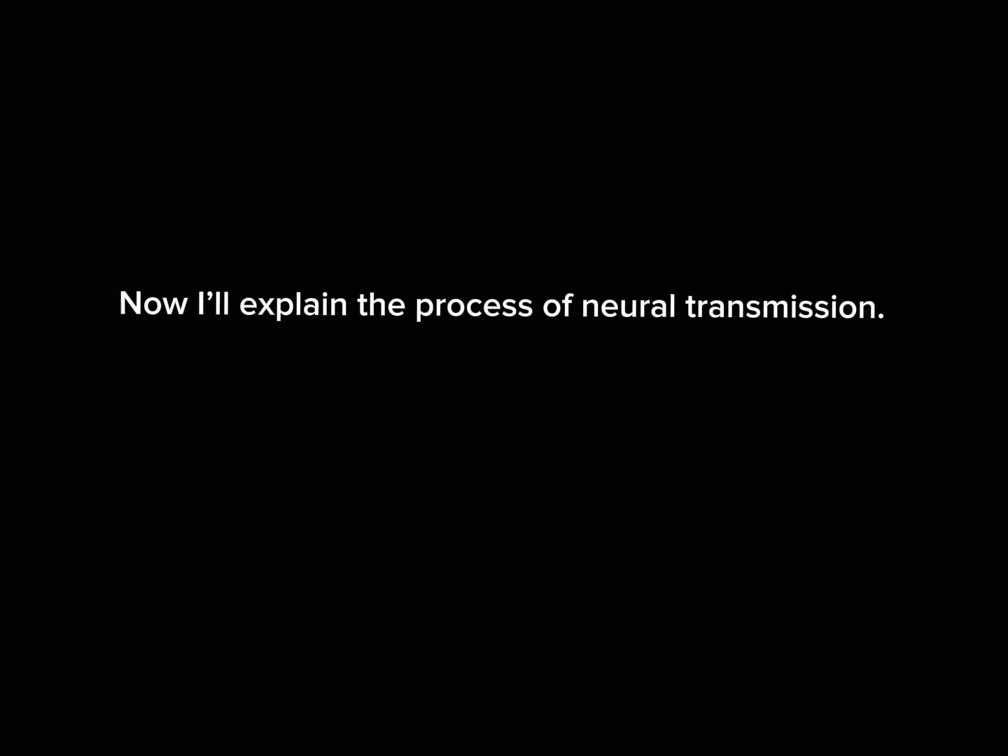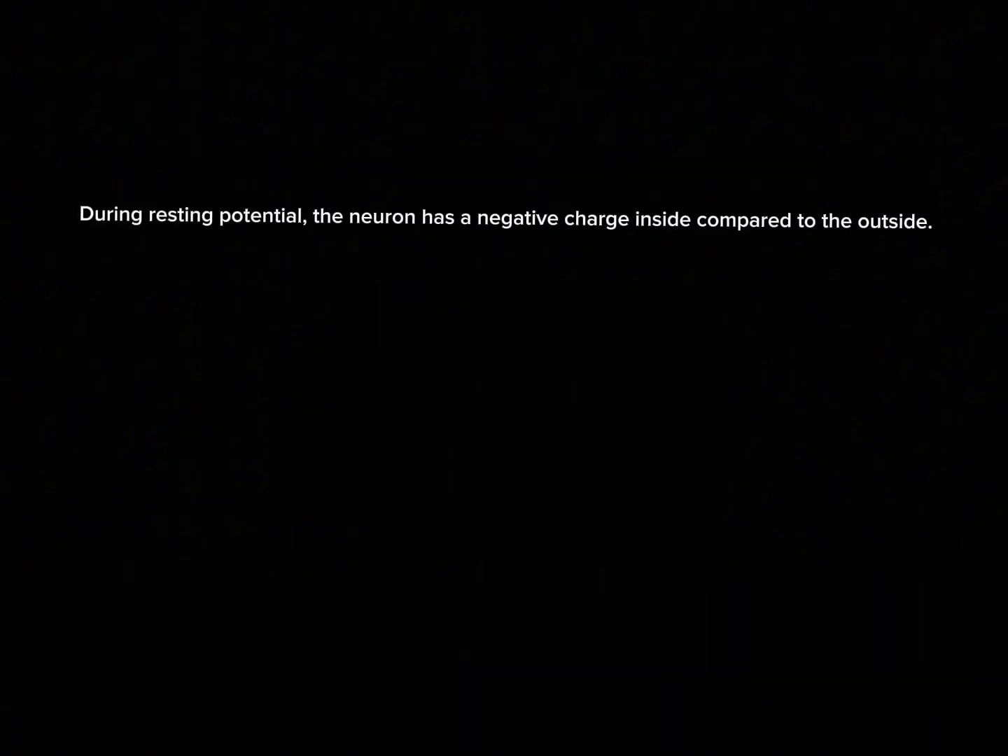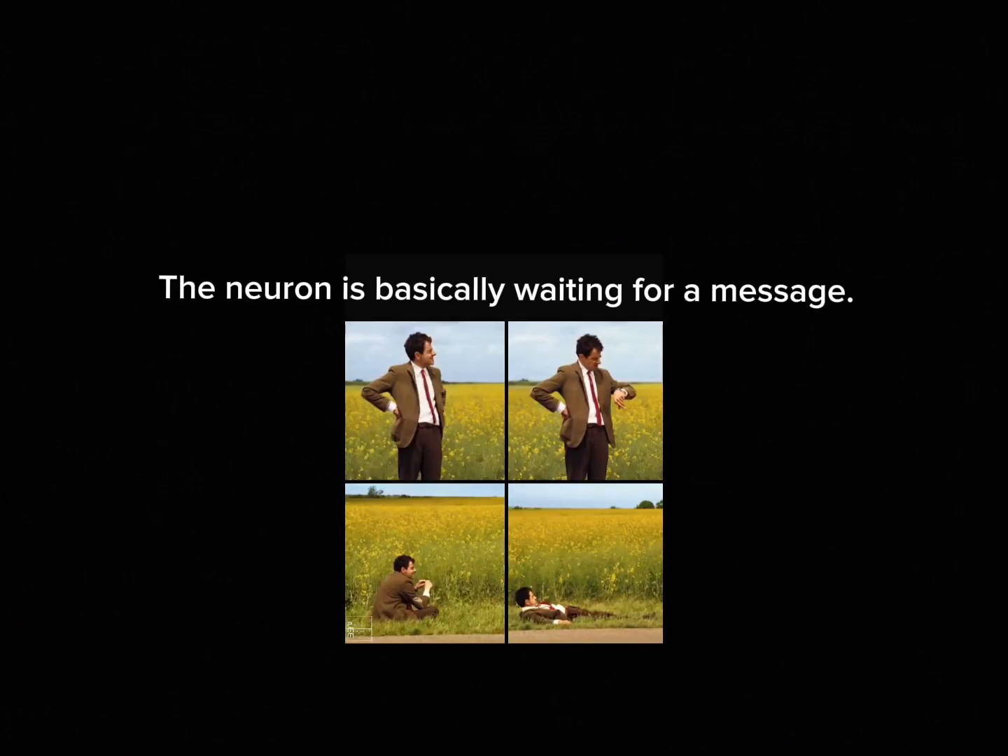Now I'll explain the process of neural transmission. When a neuron is not sending a signal, it is in a state called the resting potential. During resting potential, the neuron has a negative charge inside compared to the outside. The neuron is basically waiting for a message.